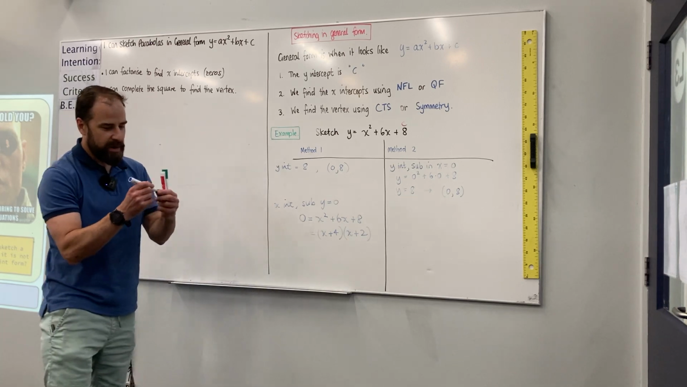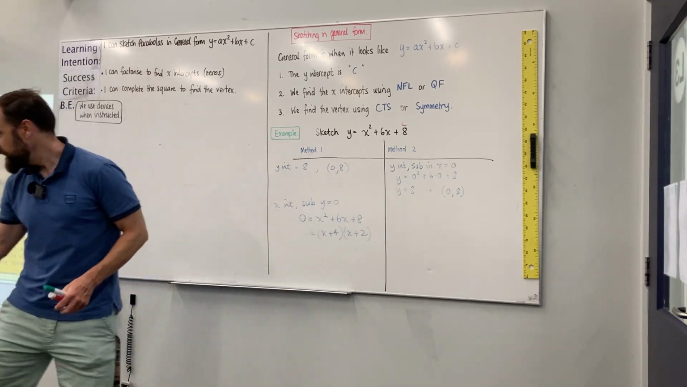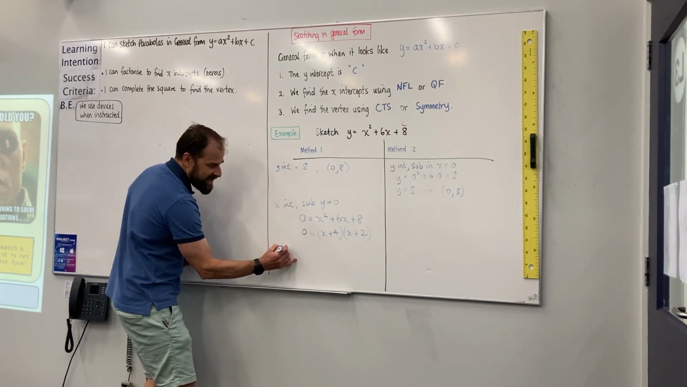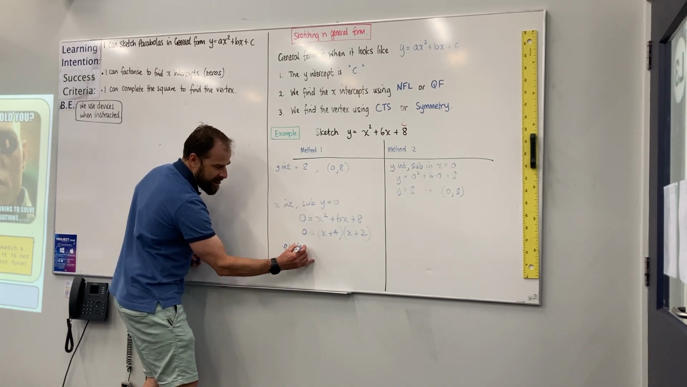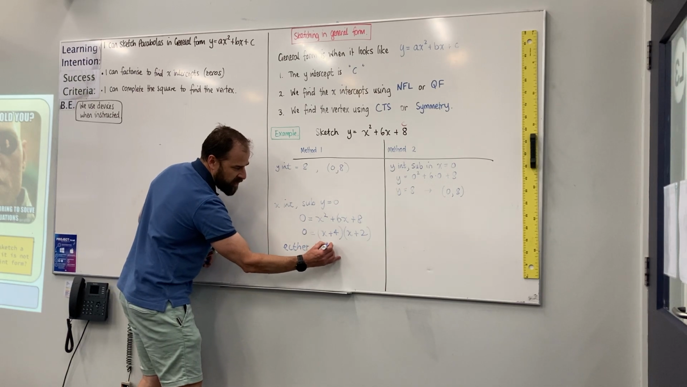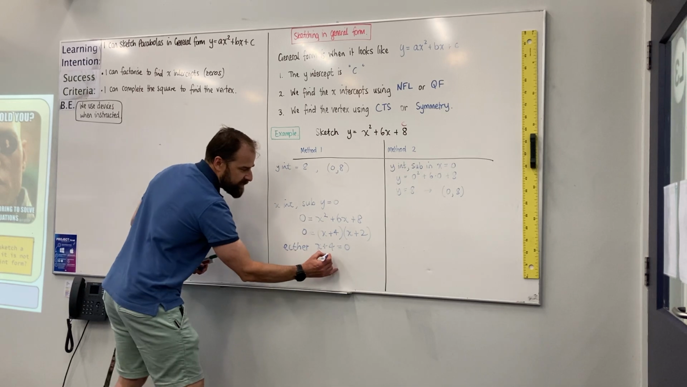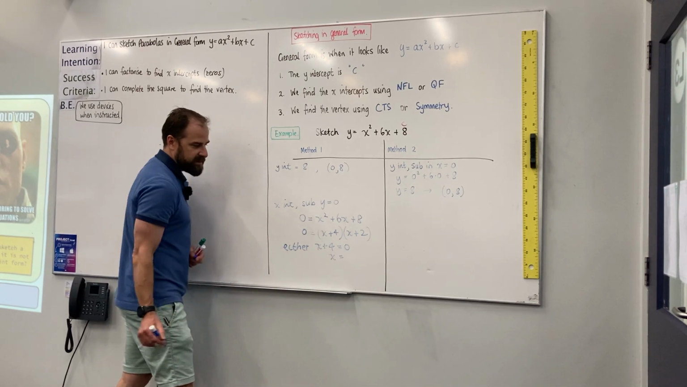And I'm tired of that whiteboard marker. It's squeaky and dull. Okay, so if that equals 0, then either x plus 4 equals 0. So now we solve in parts, in which case x has to equal what?